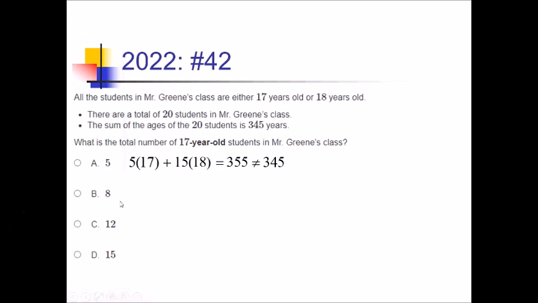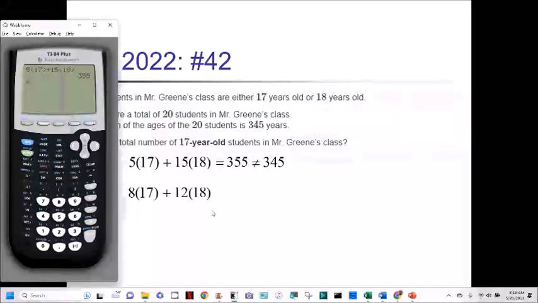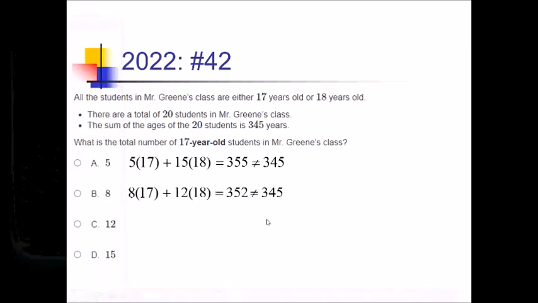So now we'll have 8 17-year-olds, and that means then we have only 12 18-year-olds. Let me see what that multiplies out to. And on my grapher, I can just go here and kind of yank my input from before and change a few things. But if you need to rewrite everything, I mean, it is what it is. So let's see here. Plugging all that in, we've got 352, still not what I'm looking for.